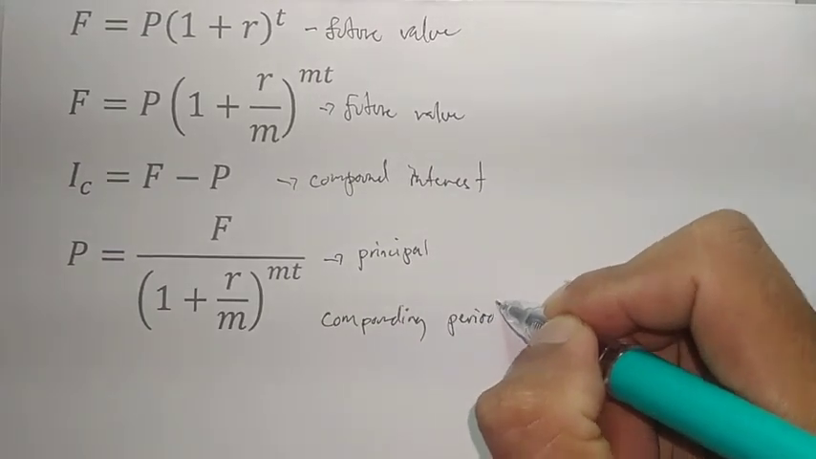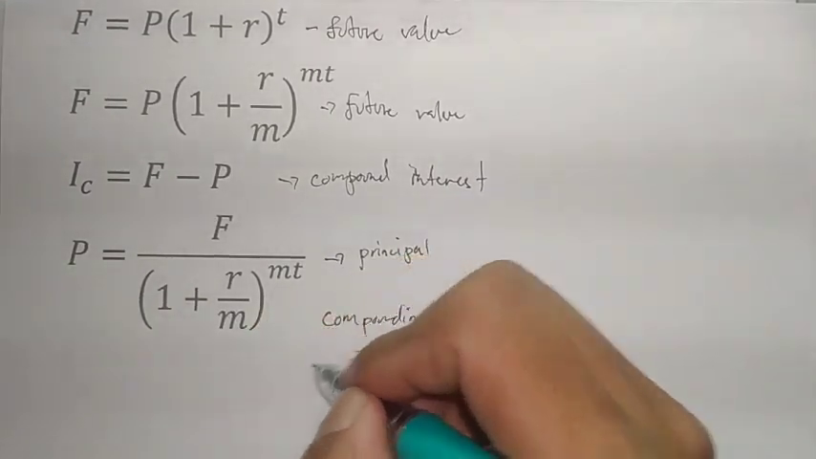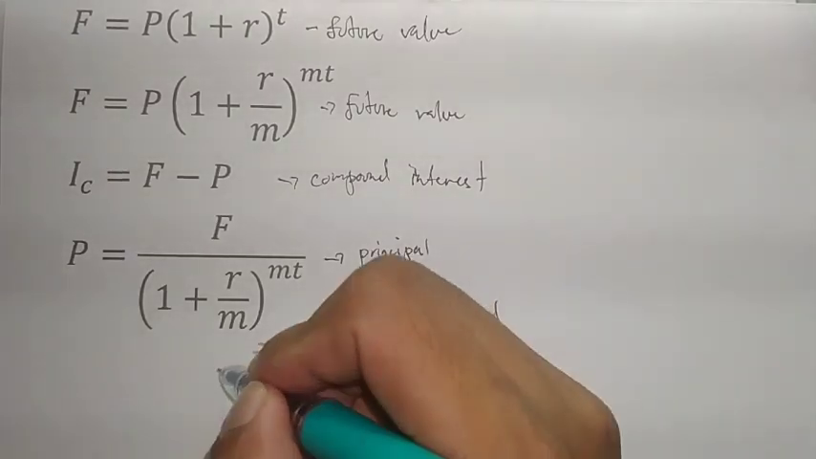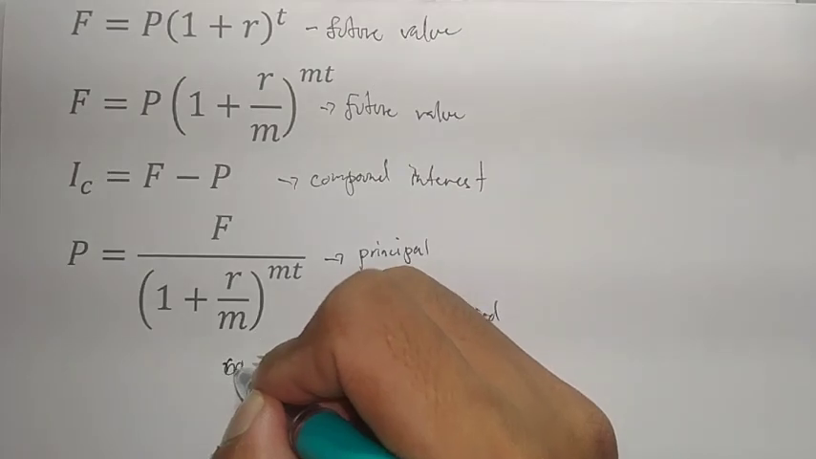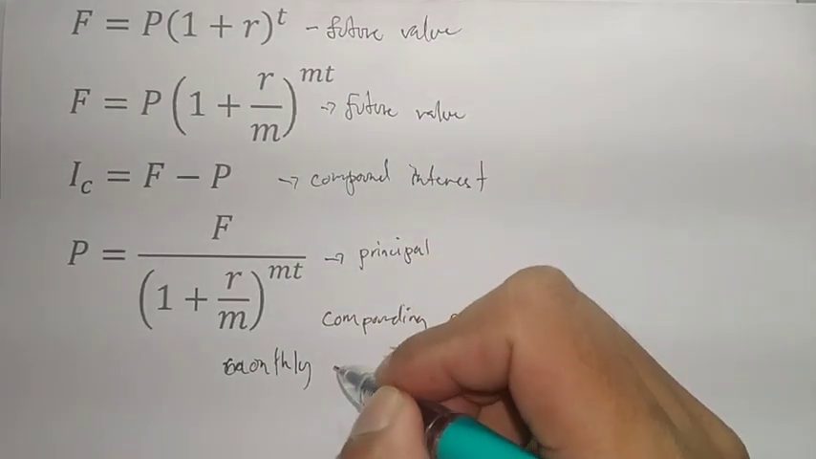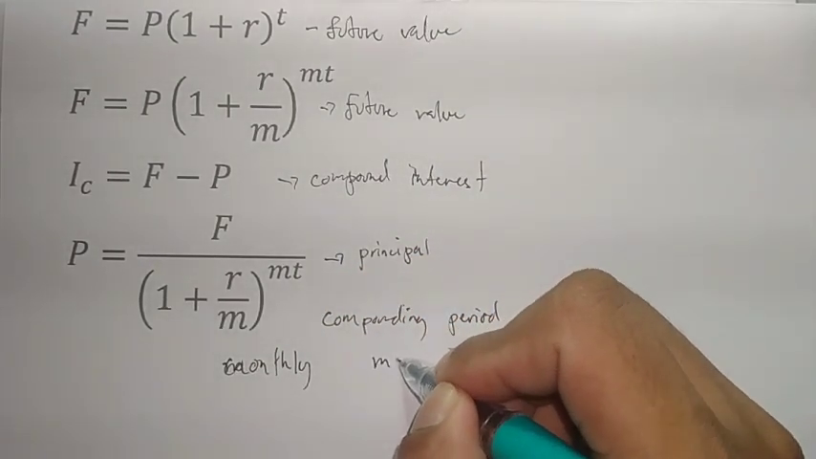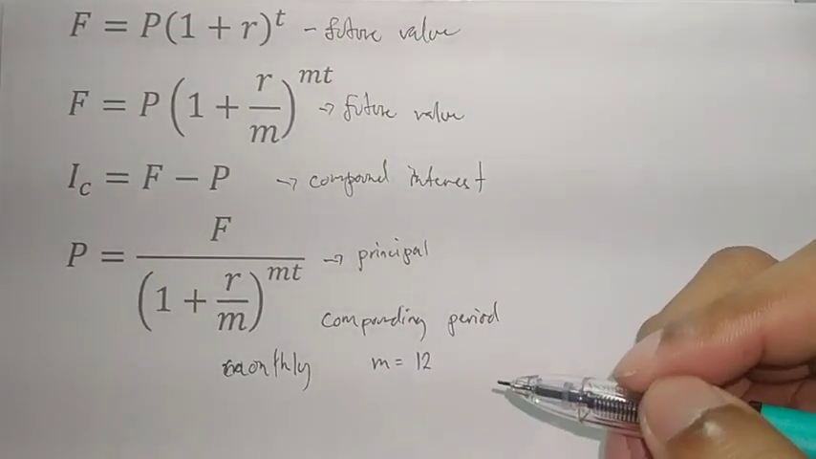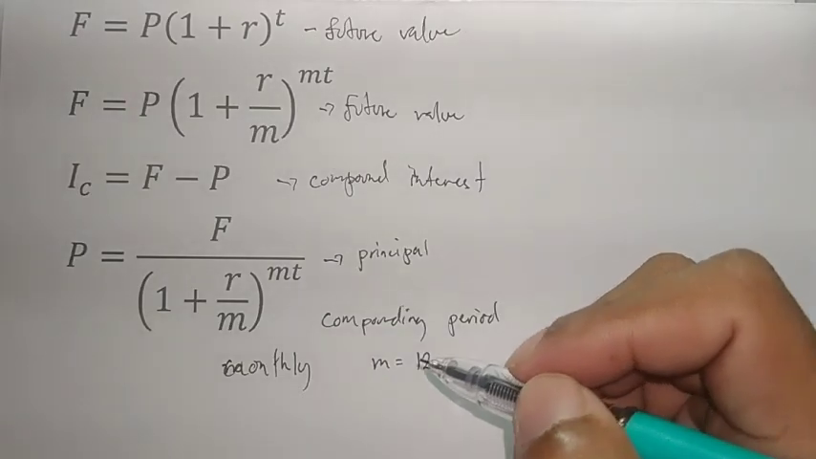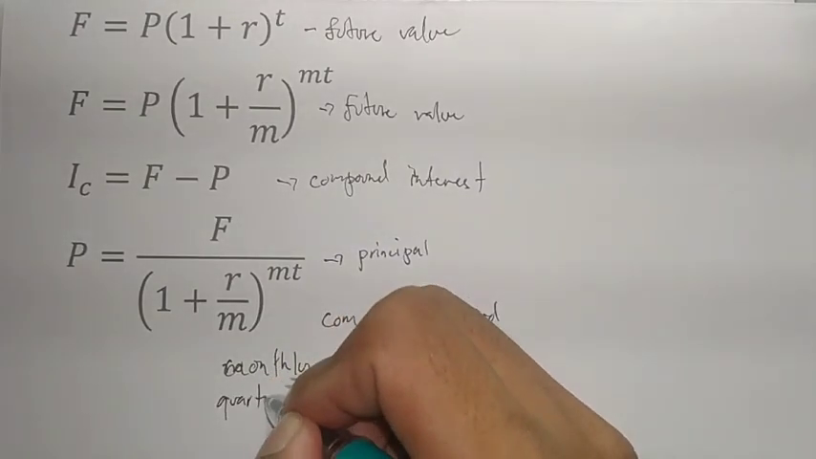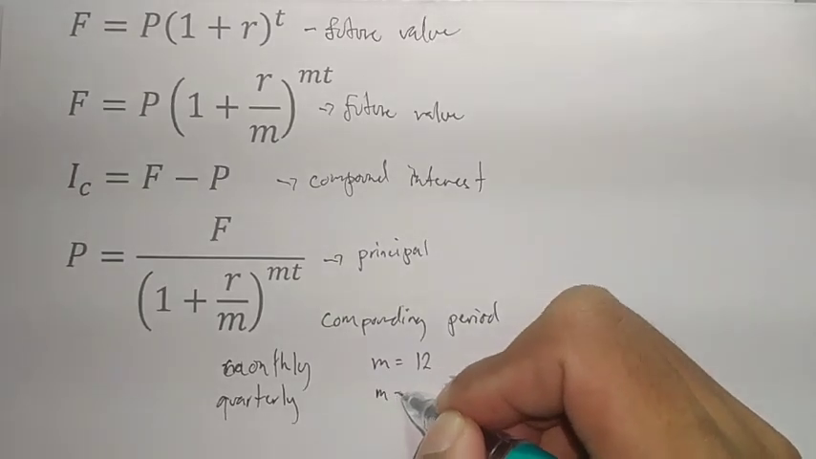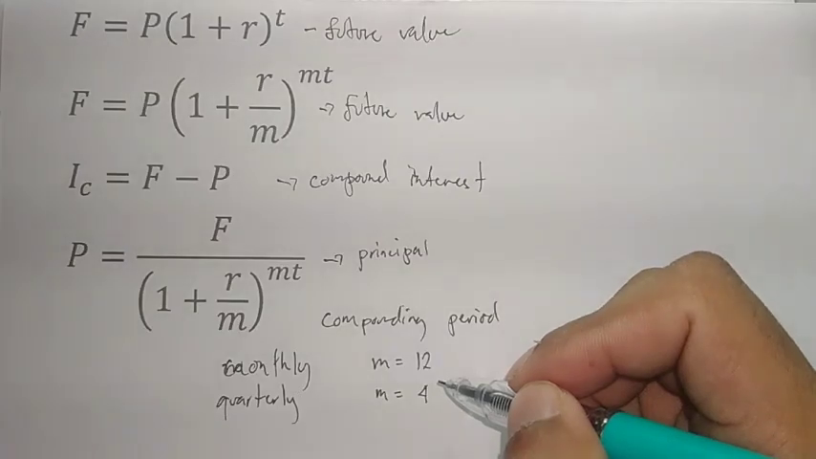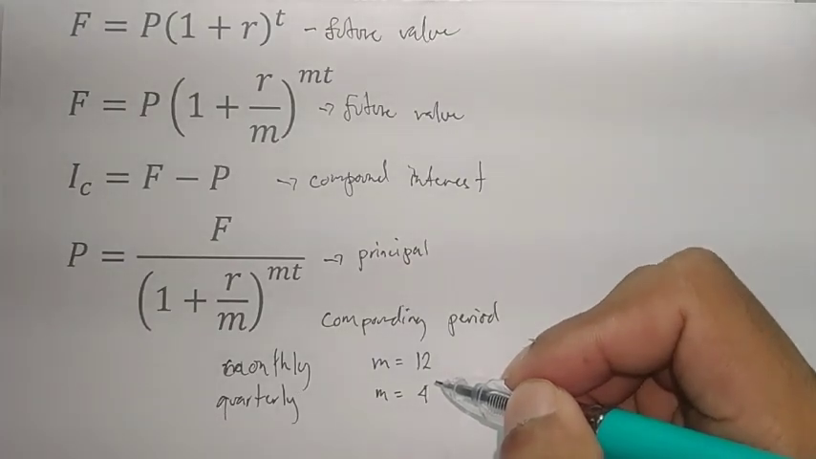Okay, so if our problem says compounded monthly, that means our M is equal to 12. If our problem says compounded quarterly, that means our M is equal to 4, or it means that in 1 year the interest will be paid 4 times.